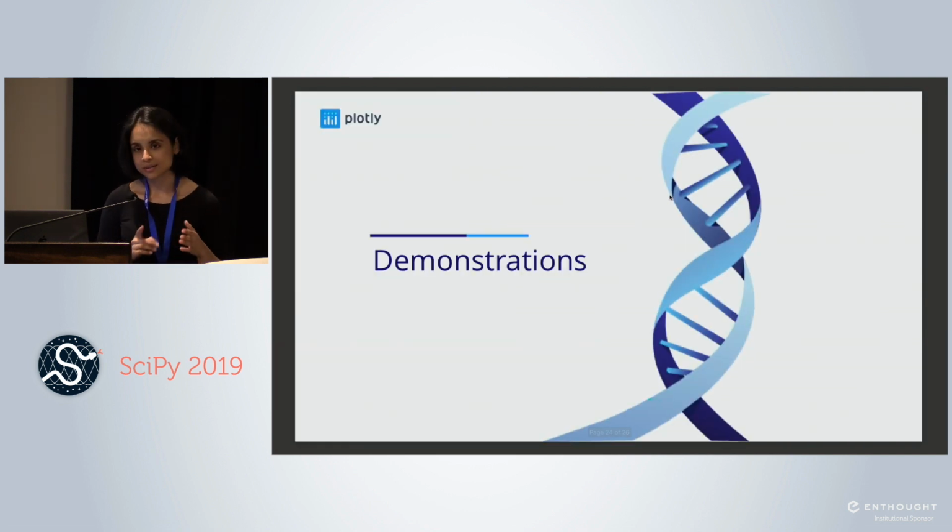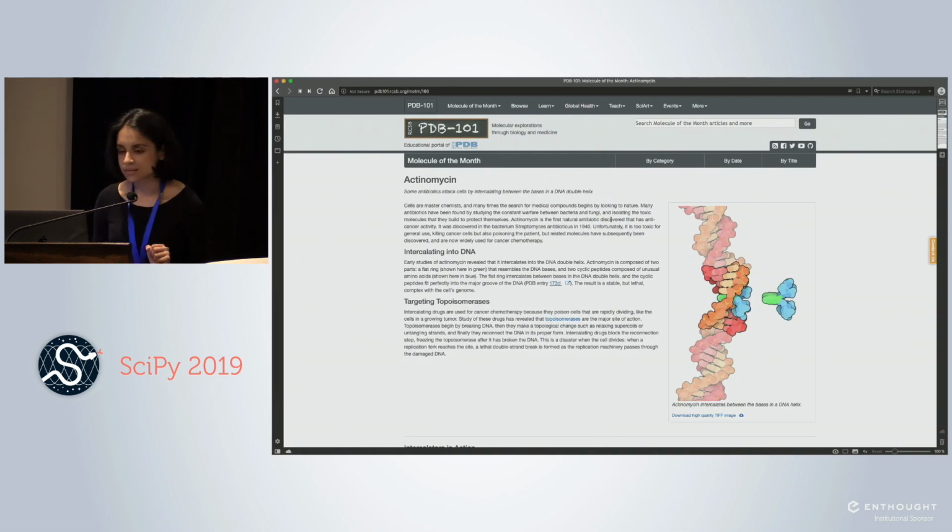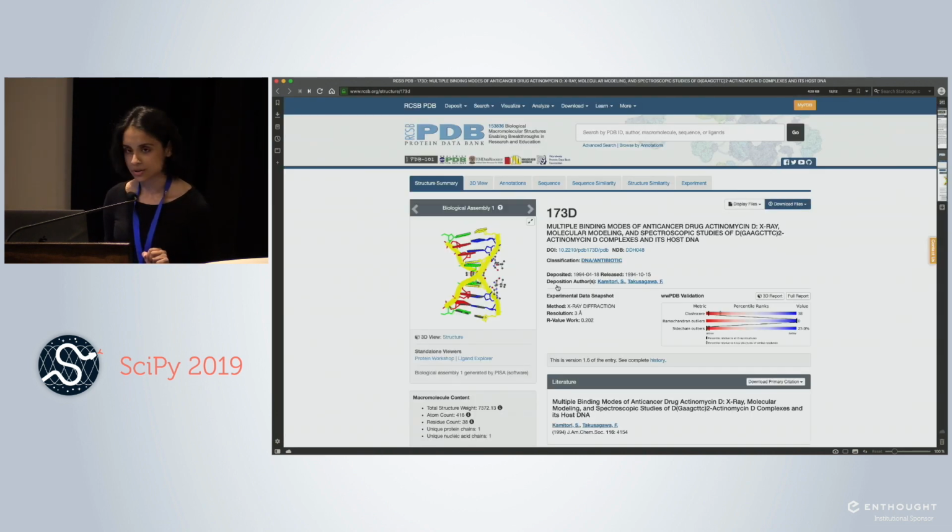So I'll do a little demonstration of that right now. Say that we visit this really interesting molecule of the month, actinomycin, and we want to see the structure using our Molecule 3D Viewer app. So what we can do is visit the PDB entry right here. This is the Protein Data Bank, and it contains information about the molecular structures of biomolecules.